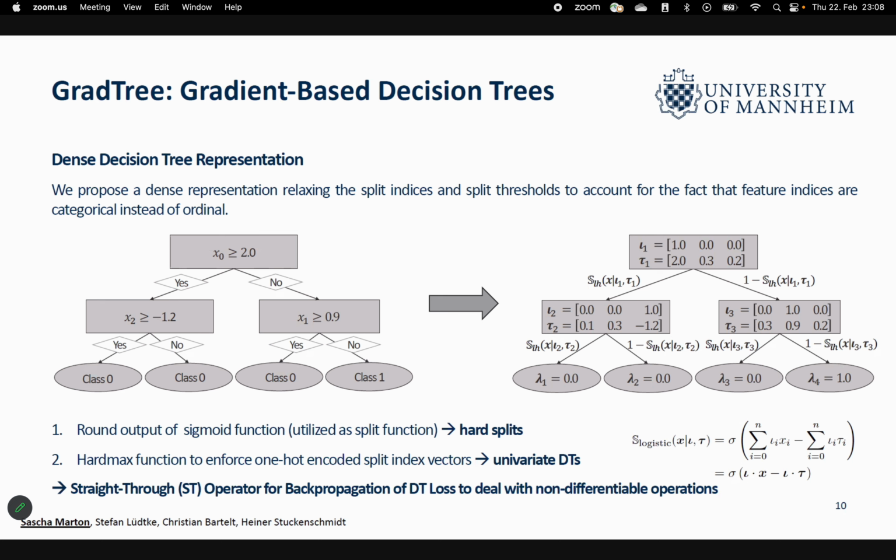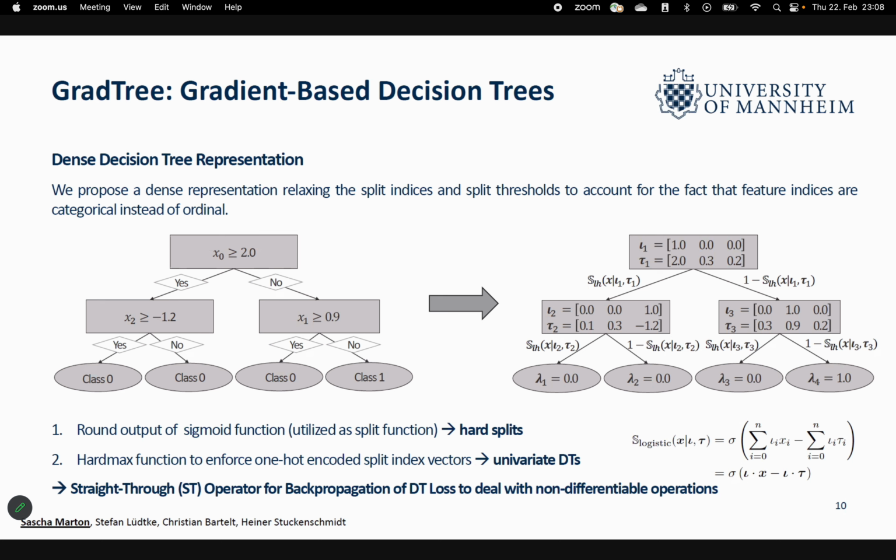So this essentially means during the backward pass, when the gradients are calculated, we exclude these operations, and during the forward pass, we apply them as is. So this introduces a mismatch between the forward and the backward pass, and this can lead to problems. Therefore, we need to ensure that the gradients are pointing in the correct direction. And this is also why we introduced all these things like the dense decision tree representation and using a sigmoid function for splitting, because thereby we ensure that the gradients are pointing in the correct direction and our model converges during the training.